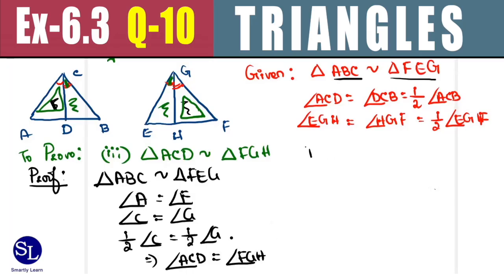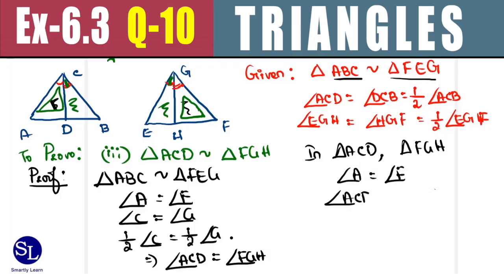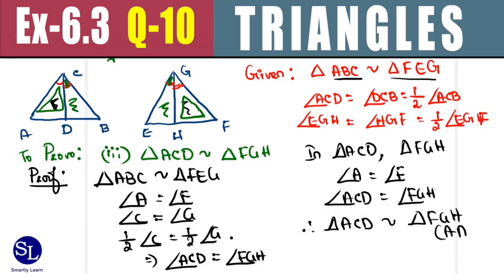So let's take the two triangles. In triangle ACD and triangle FGH, what we actually know is that angle A is equal to angle F and angle ACD is equal to angle FGH. Therefore, triangle ACD is similar to triangle FGH using AA similarity. You also need to list what kind of similarity it is, and hence proved.